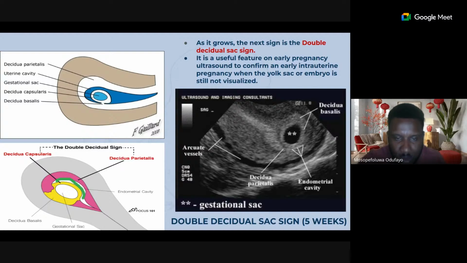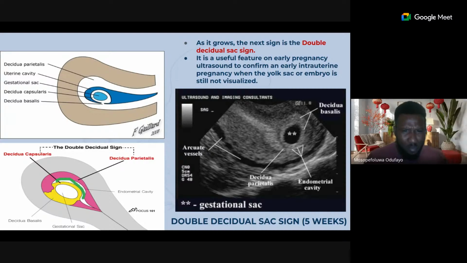And so that's what we can see here. We see the double decidual sac sign. You have the basalis, then the endometrial cavity. So it's like 1, 2, then 3 again, basically. So it's like the decidual sac is doubled. Basalis, then you have the capsularis, and then you have the parietalis. So just take note of that.